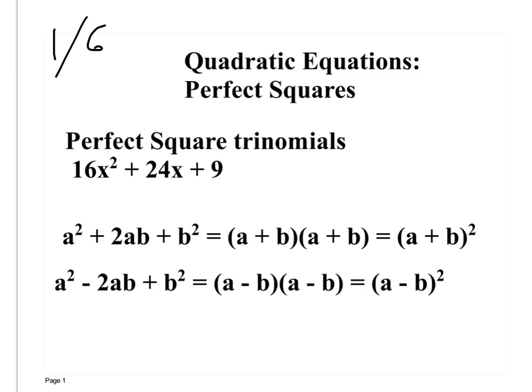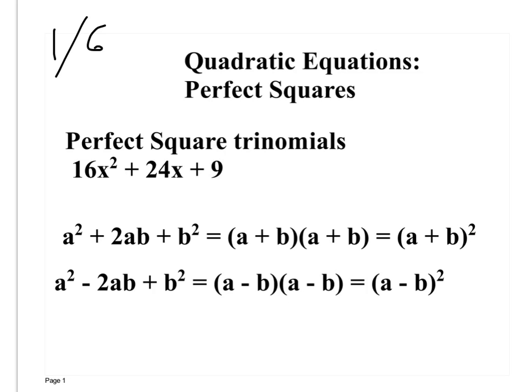Quadratic equations. We're doing perfect squares today. This is what a perfect square trinomial looks like: 16x squared plus 24x plus 9. When we're factoring it, when we're breaking it up, the perfect square trinomial factors just like this: a plus b and a plus b, which is in essence a plus b squared.